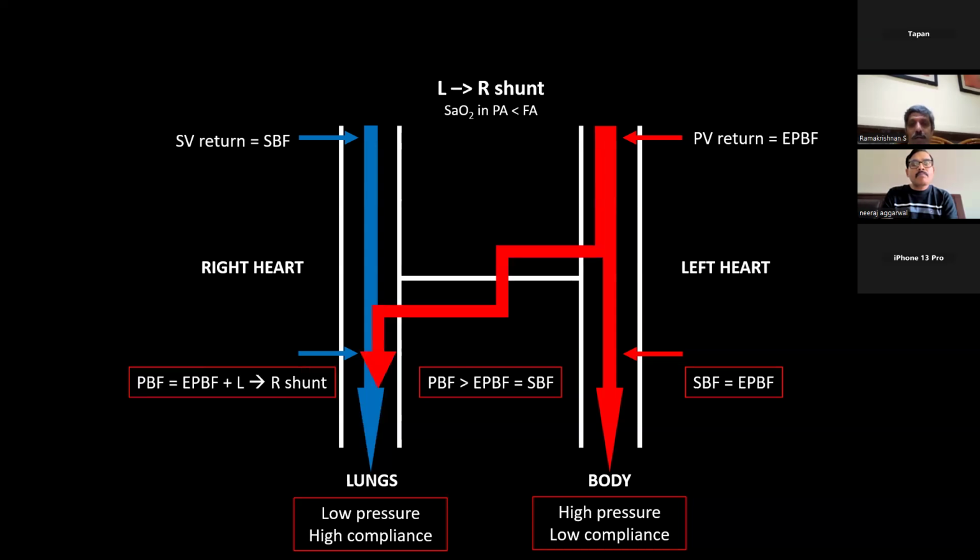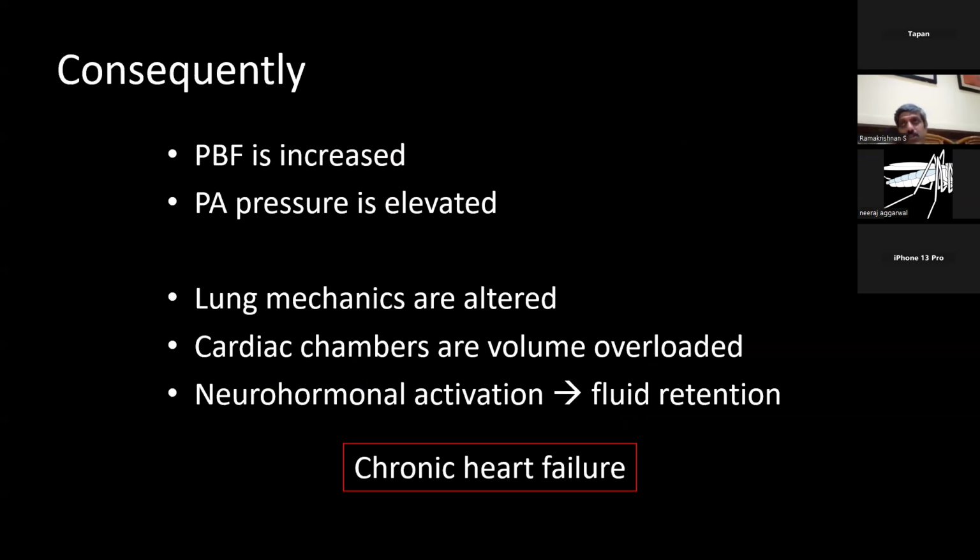So what is going to happen in left to right shunt? At some part of the heart, or maybe at times outside the heart, things can start to happen, so there is a shunt communication from the left side of the heart to the right side. So the pulmonary blood flow is not only the right side flow that is coming in, but also the left to right shunt is getting added here. So this is a classical simple schematic diagram to explain what a simple left to right shunt is. So what are the consequences?